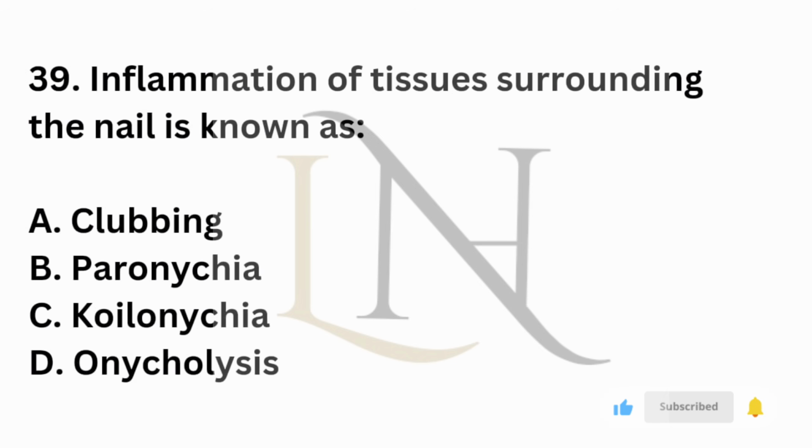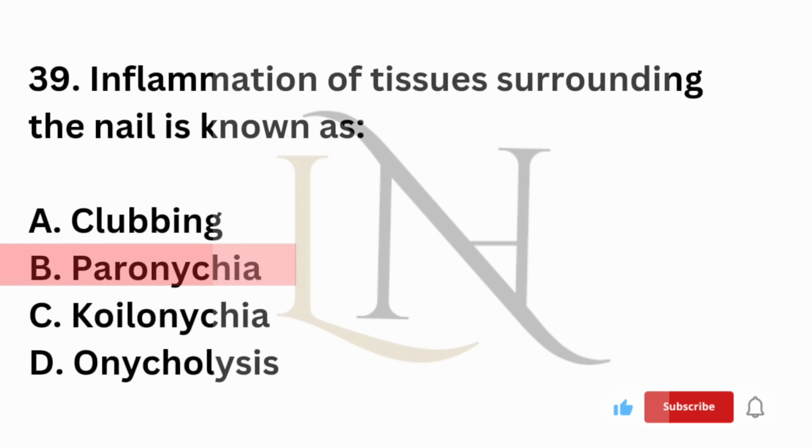Inflammation of tissues surrounding the nail is known as option A, clubbing. Option B, paronychia. Option C, koilonychia. Option D, onycholysis. Correct answer: Option B, paronychia is inflammation of the tissue surrounding the nails.